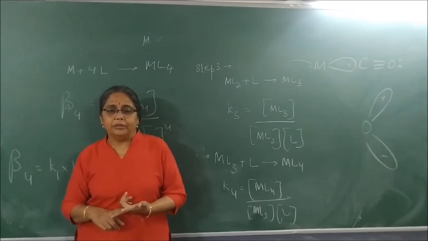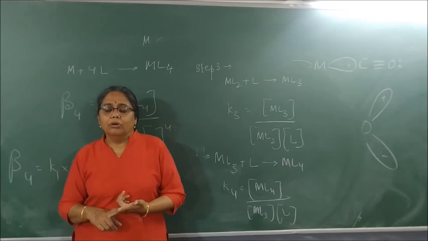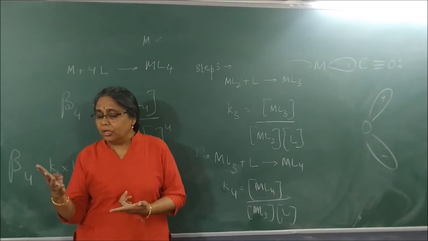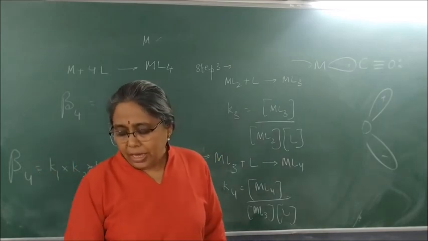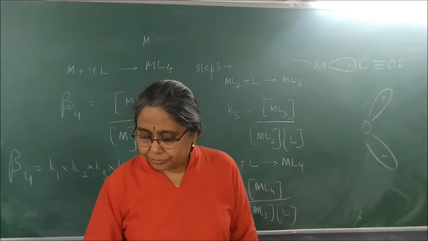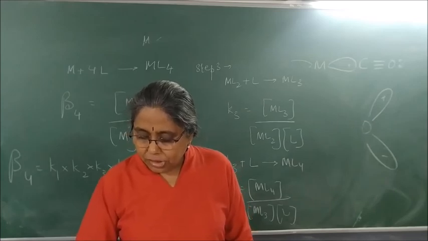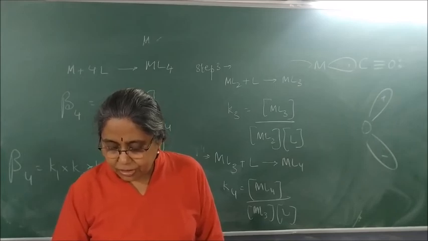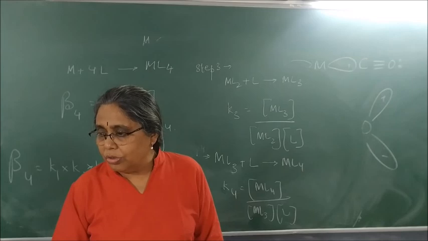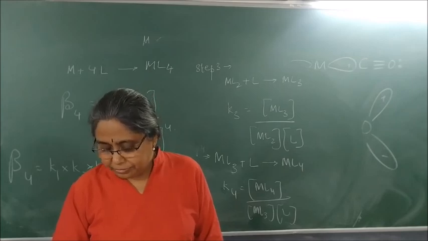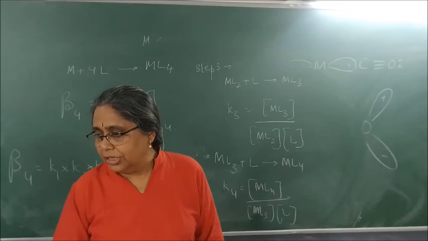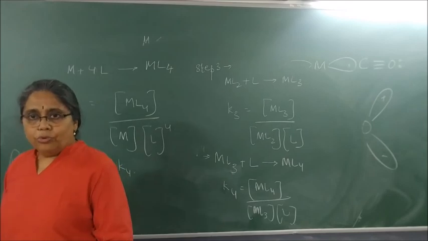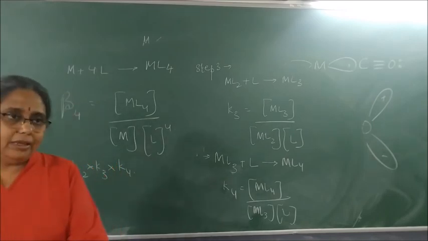Next, postulates of VBT. Okay, for PU board, 4 compounds. What are our 4 compounds? Whatever is in the textbook, write down: CoF6 3 minus, Co(NH3)6 3 plus, NiCl4 2 minus and Ni(CN)4 2 minus. With more emphasis on these, any compound can be asked.